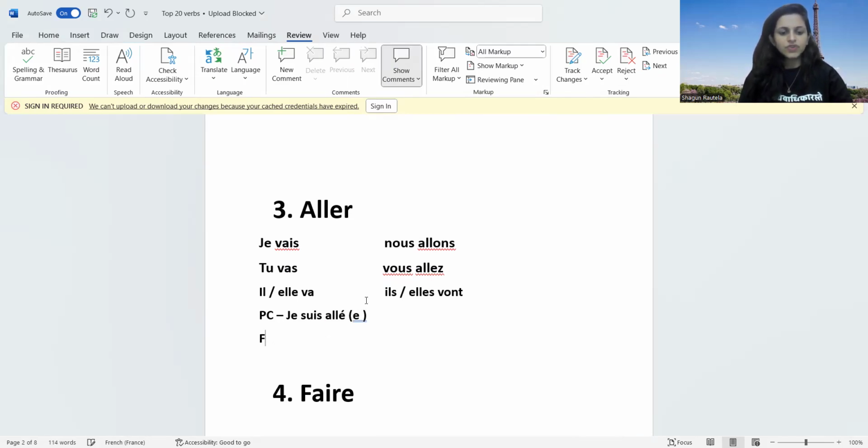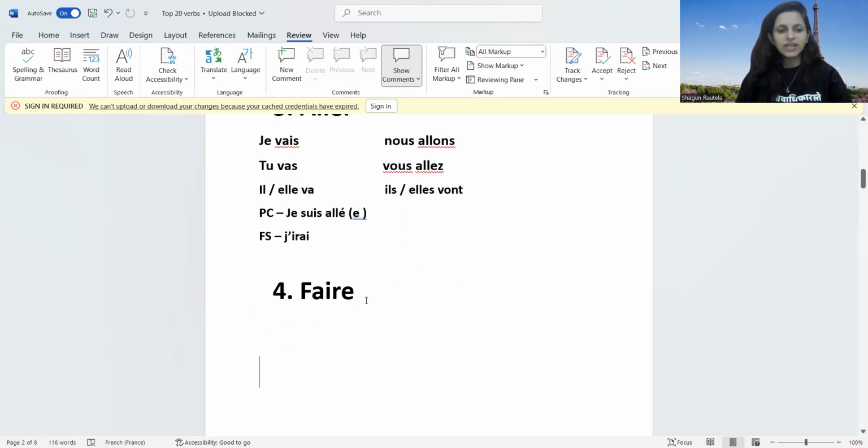Okay, and futur simple, FS. What do we do for FS? It's ir, so j'irai. I'm only doing it with je. Keep conjugating the entire verb for your practice. So let's move on to the next verb.